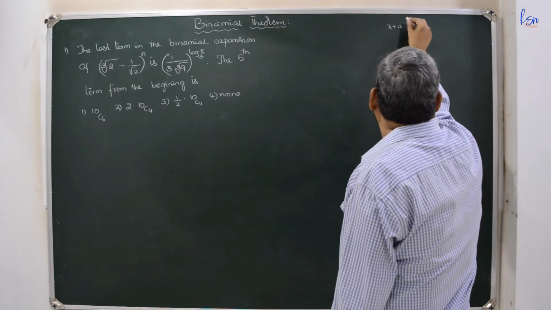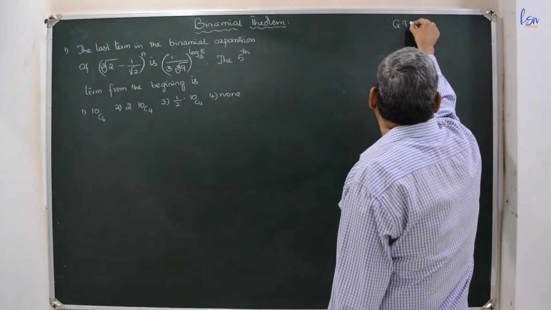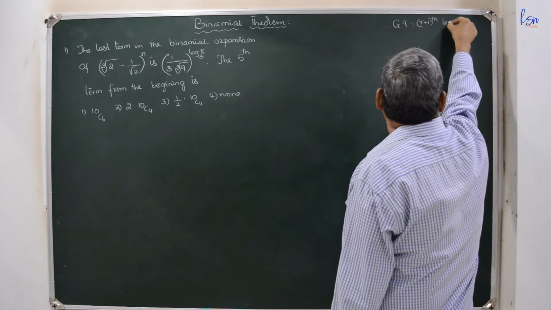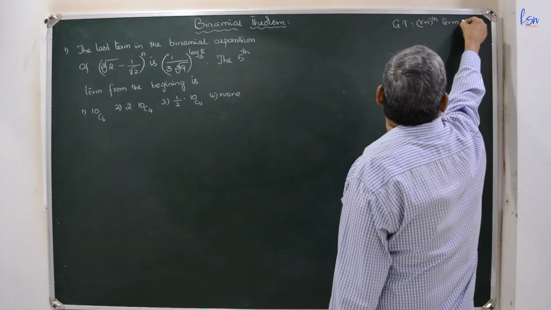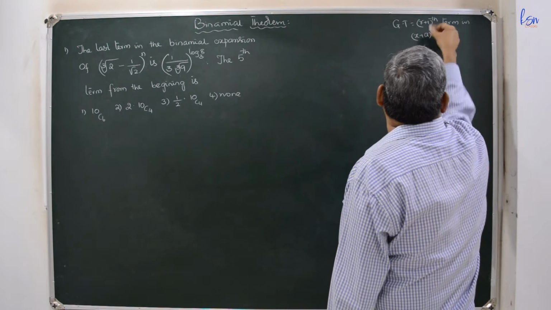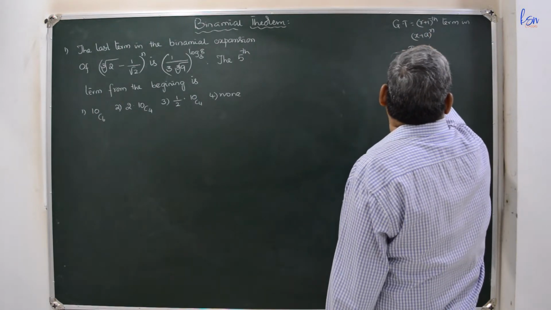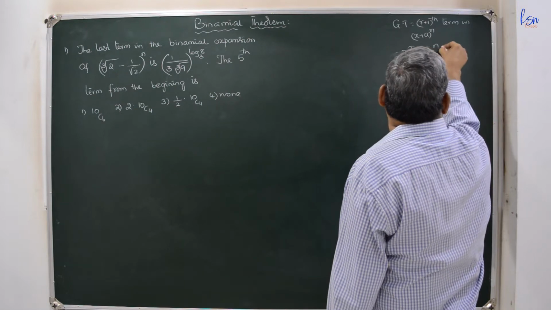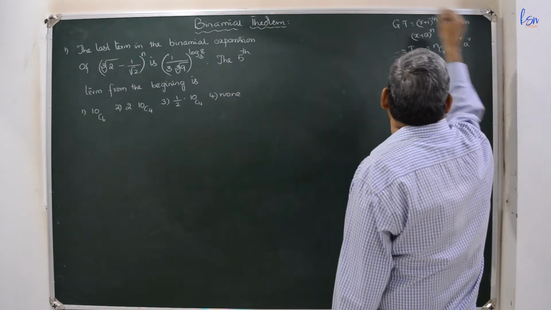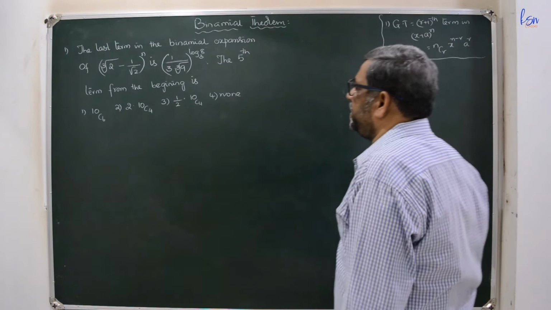The general term or r plus 1th term in (x plus a) whole power n is T(r+1) equal to nCr into x to the power of n minus r into a to the power of r. This is the general term in the binomial theorem.